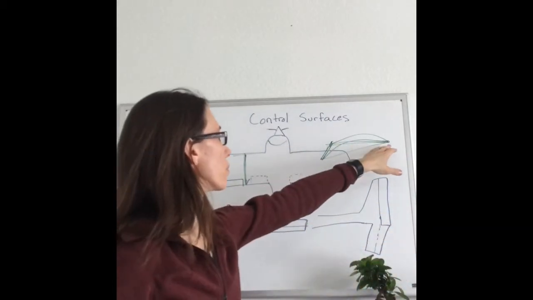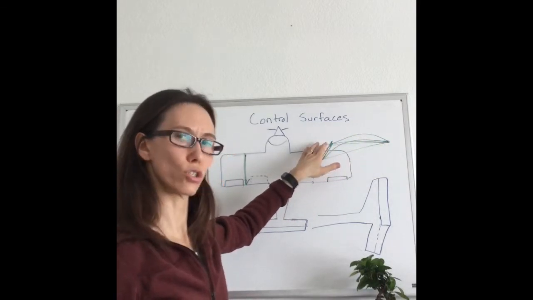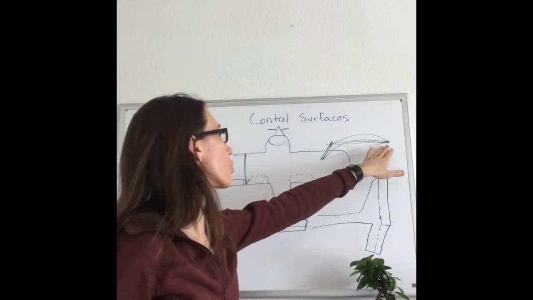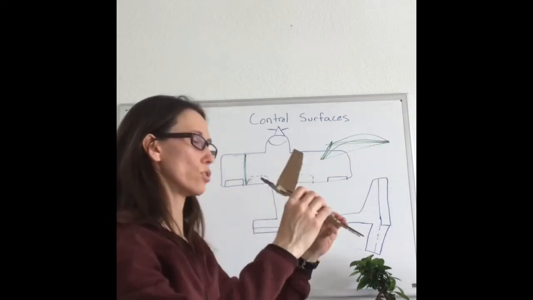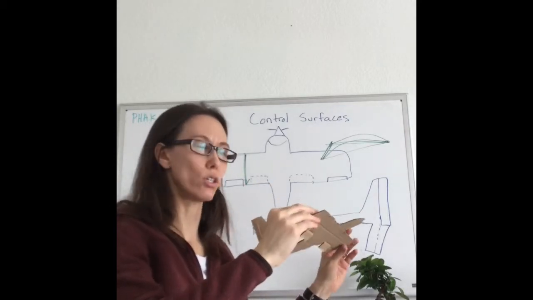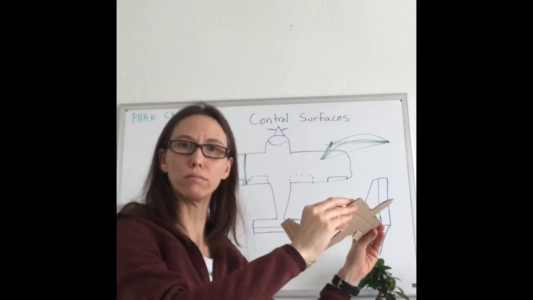It goes from the leading edge to the trailing edge. That's your chord line. Well, as you notice, as soon as you add flaps, your chord line has now changed, so your angle of attack has now changed. So that is good to know. You are now attacking the air at a different angle.